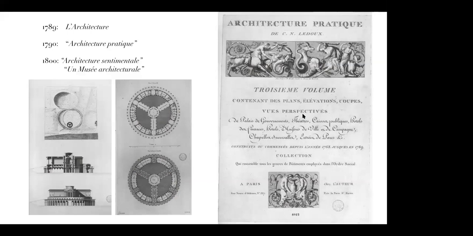And thirdly, to the museum. Ledoux had always thought of the collection of plates that he gathered together over his lifetime from the 1780s all the way through to 1804 as a kind of museum of examples that he could leave to future students of architecture. You see, actually, he thought of his architecture as called an architectural museum.